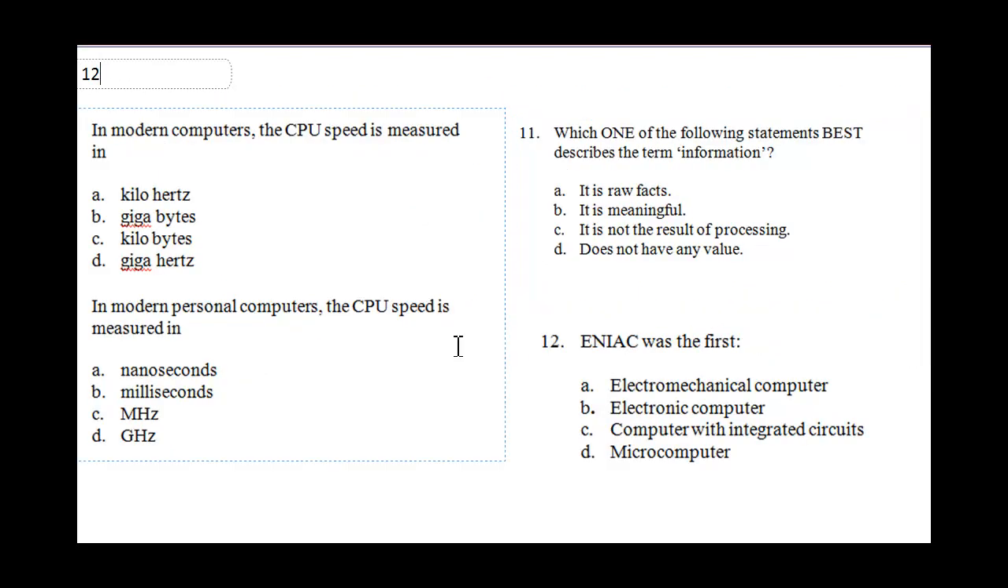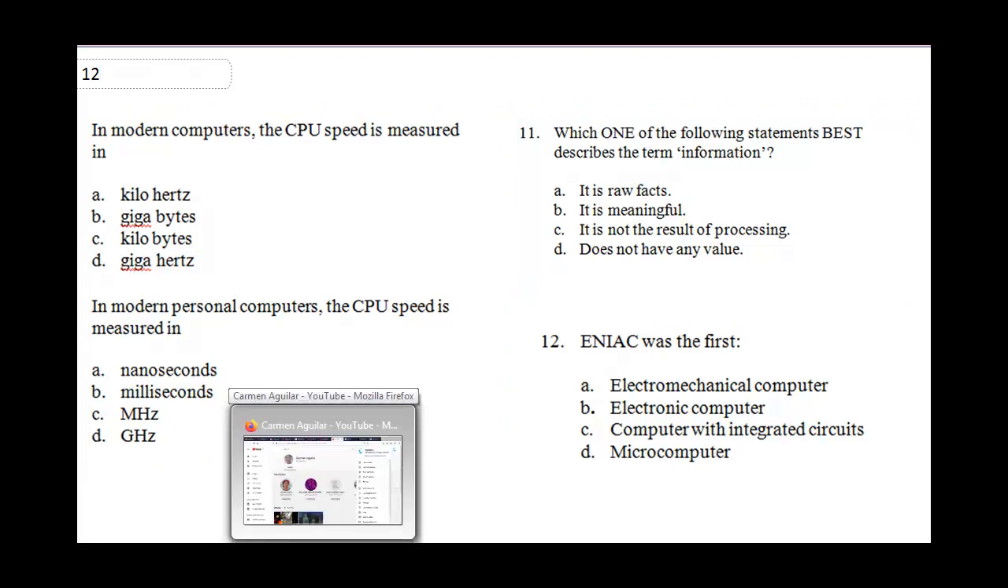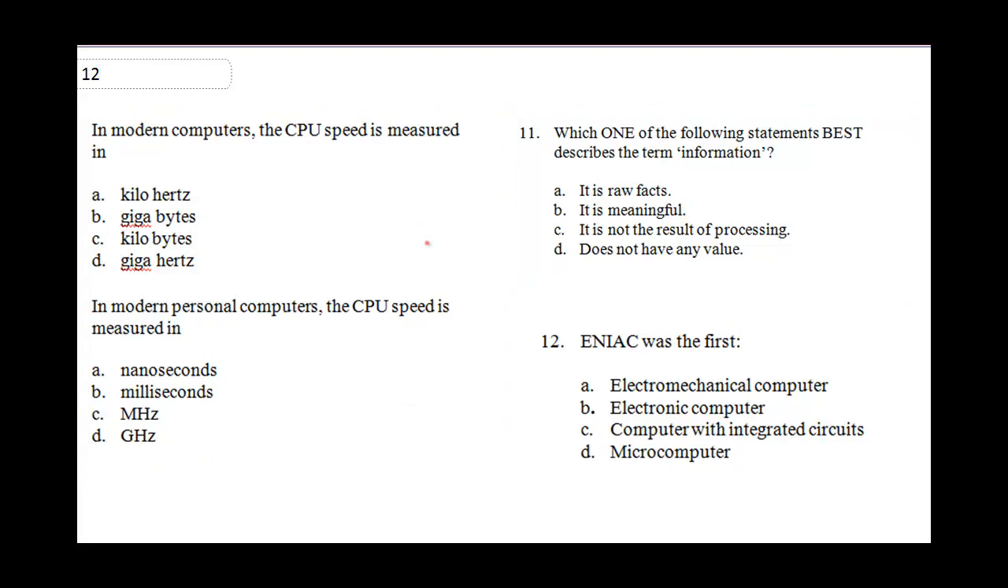Question 9 says, in modern computers, the CPU speed is measured in what? The CPU speed is not kilohertz, it's not gigabytes, it's not kilobytes. Now you need to understand that the unit of CPU speed is actually a frequency, so it's measured in hertz. So the correct answer here is gigahertz and not gigabyte. So I'll circle my D.